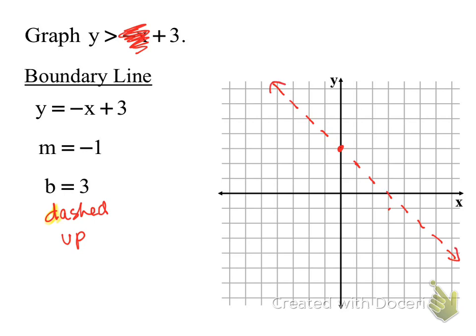Okay, now remember, here's the point right here, the intercept. Y, Nicole, Y is greater than 3. From that point, where am I going to shade, above or below it? Above. So everything here gets shaded.